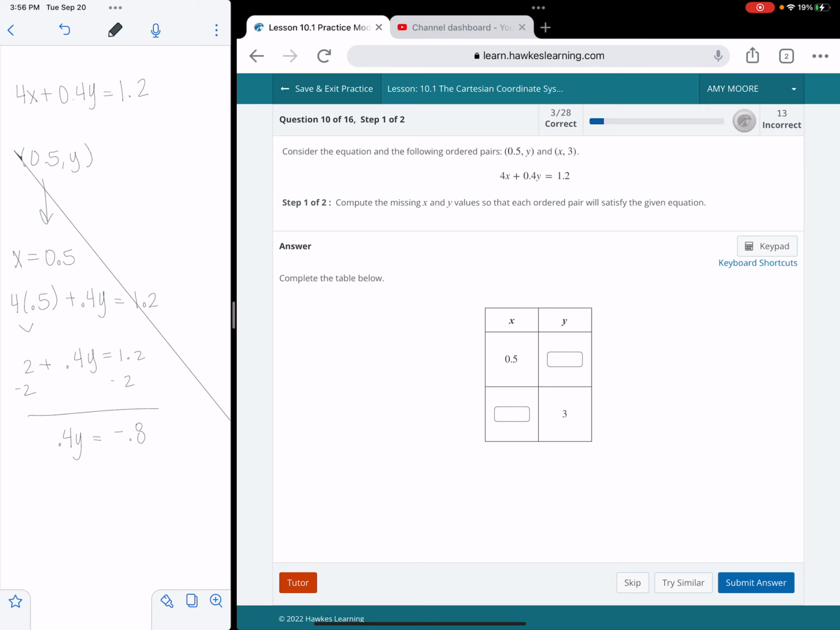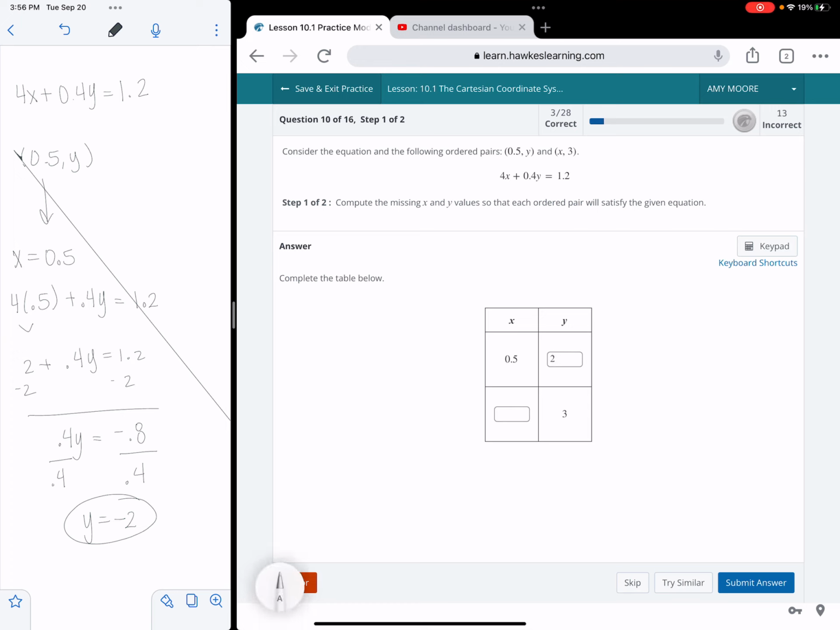Carry everything down. Divide by 0.4. And so I've got negative 0.8 divided by 0.4 is going to give me y equals negative 2. And so that's what I would fill in for y. I would do the same thing for x.